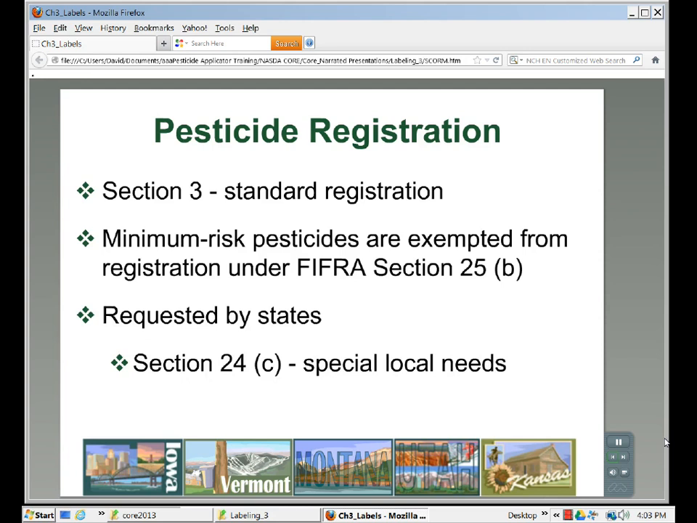Section 24C, or Special Local Needs registrations, are used when additional uses need to be added to the label of a registered product. An emergency exemption, or Section 18, may be requested by a state if they have a serious pest problem for which there is no federally registered pesticide product.